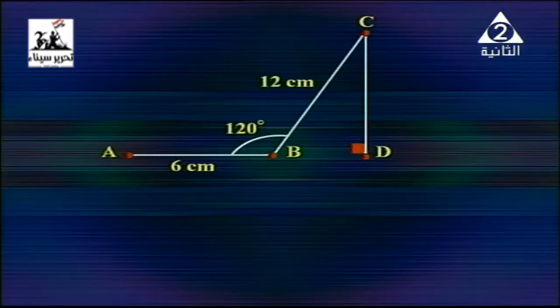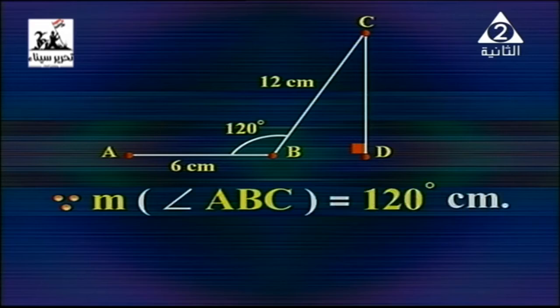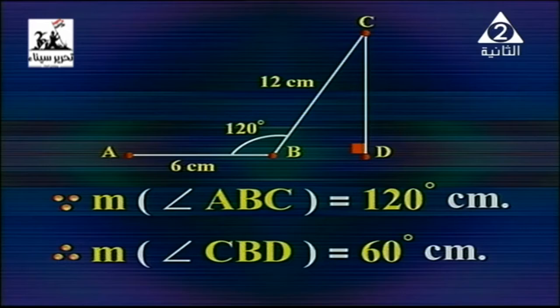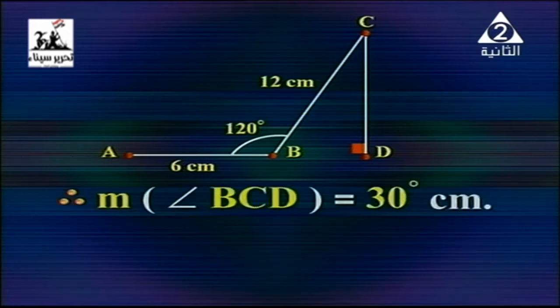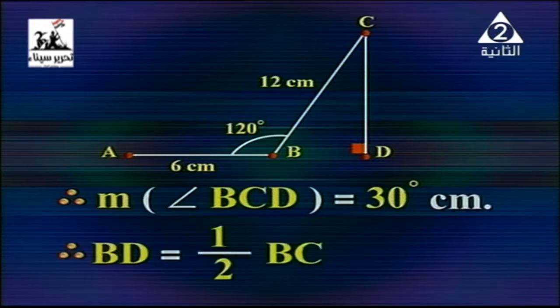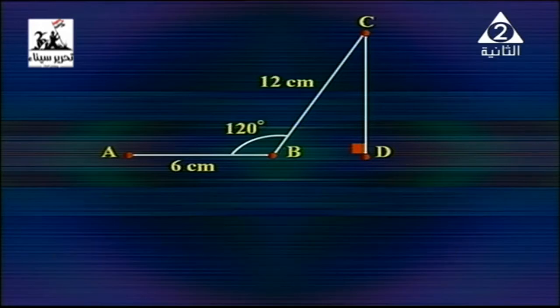Solution, look at the figure. ABCD is a broken line. AB equals 6 centimeters, BC equals 12 centimeters, and the measure of angle ABC is 120 degrees. Then the measure of angle CBD equals 60 degrees, and the measure of angle BCD is 30 degrees, so BD equals half BC, which equals 6 centimeters.